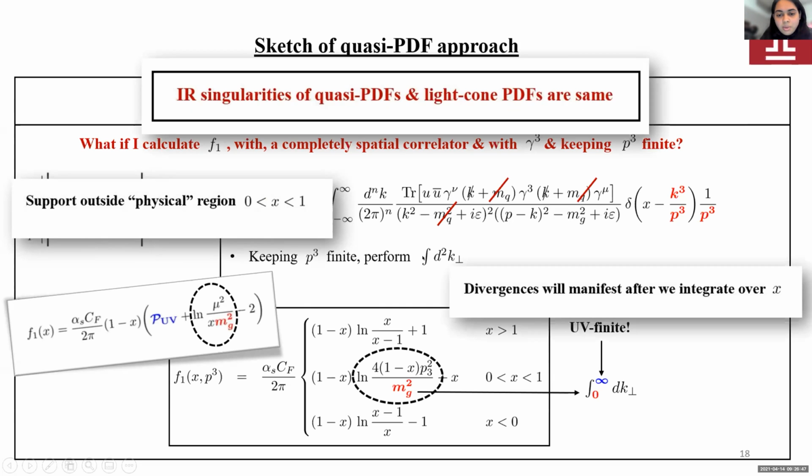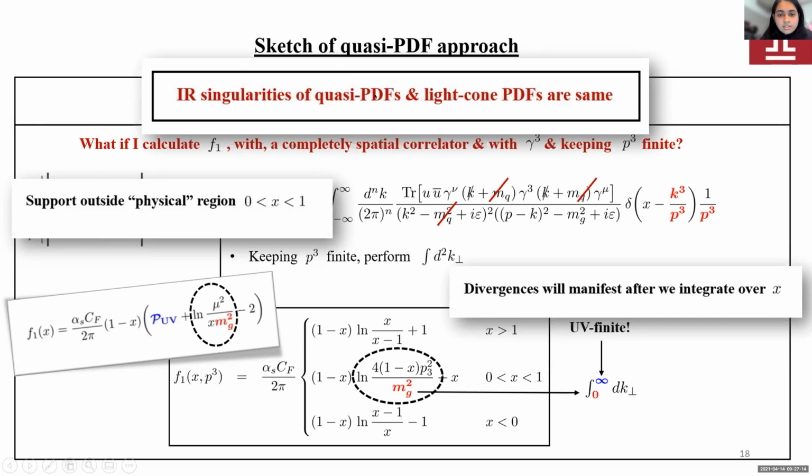So the takeaway message is that these two limits, that is whether you take the large momentum limit before or after the K-perp integral, does actually matter. And the non-commutativity of these two limits leads to two things. They lead to non-trivial differences in the ultraviolet behavior of these two distributions. However, the infrared poles are exactly the same.